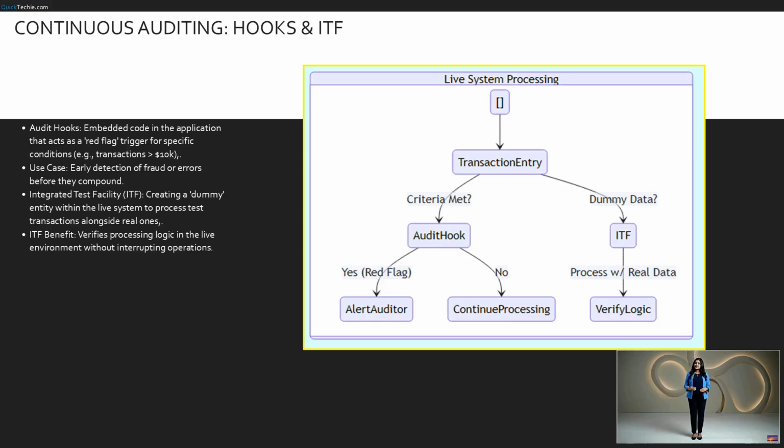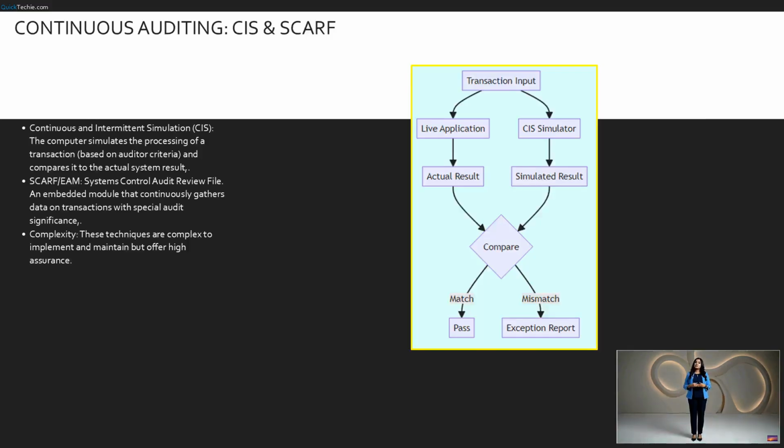This diagram shows the live system processing. A transaction enters. First, it passes an audit hook. If criteria are met, it immediately alerts the auditor. Otherwise, it continues. Simultaneously, we see the ITF path. If the data is tagged as dummy data, it flows through the live system logic to verify correctness, ensuring the system works as designed.